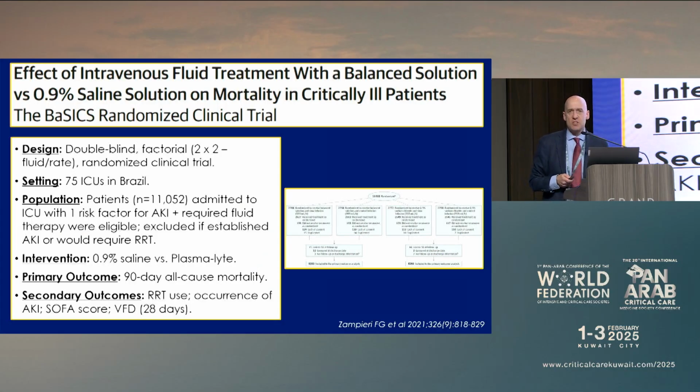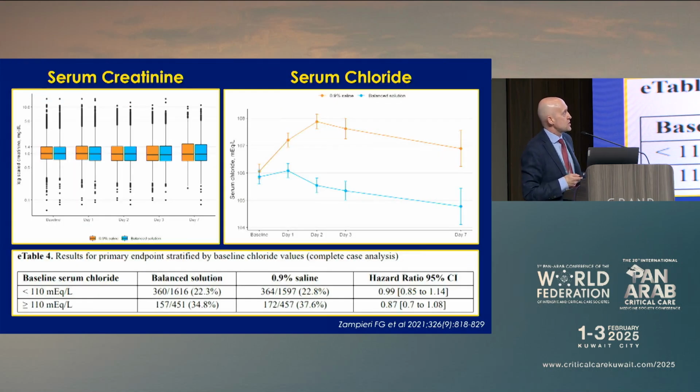Which brings me to the BASICS trial, which is the largest comparison of saline versus balanced crystalloid solution performed yet in critical care. This looked at all comers to ICUs in Brazil. Patients had to be critically ill, in need of fluid, and have a risk factor for acute kidney injury. The primary endpoint was 90-day all-cause mortality. They also looked at hazards like renal replacement therapy use and other measures.